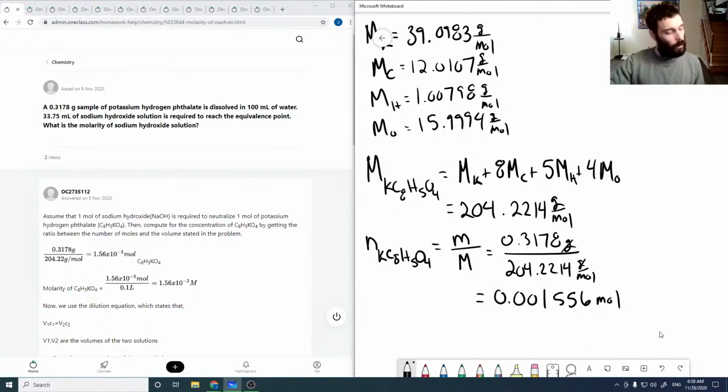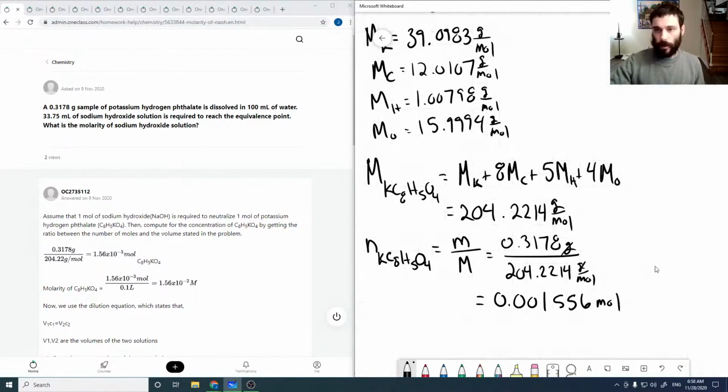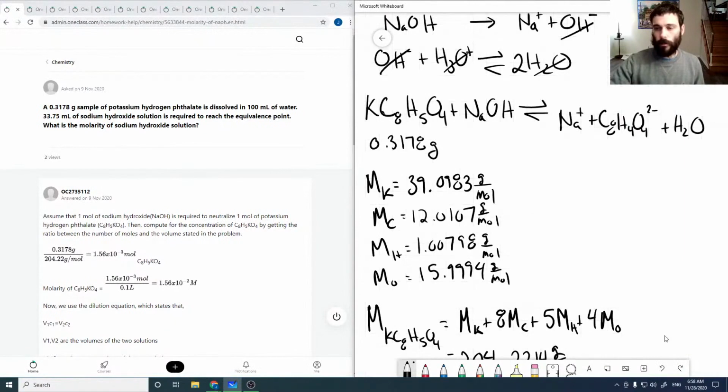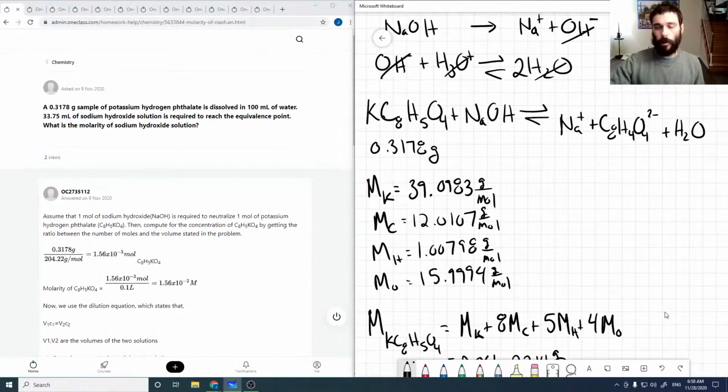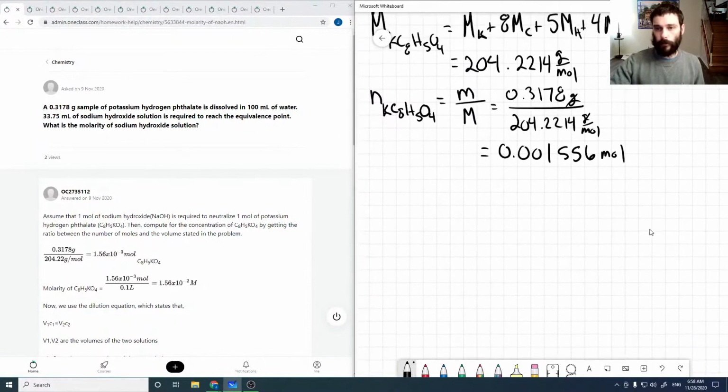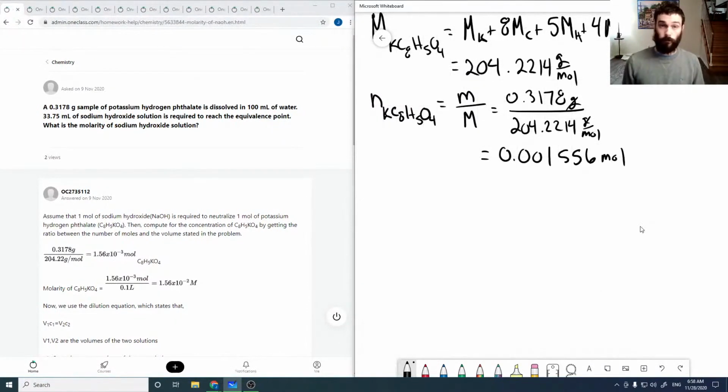And so, because again, it's in a 1-to-1 ratio, that is equal to the number of moles of NaOH that we'd added to reach our equivalence point. So that means that NaOH is equal to 0.001556. And it's asking for the molarity of the sodium hydroxide solution. So just the 33.75 mils, not the 100 mils. So just the solution that was added.